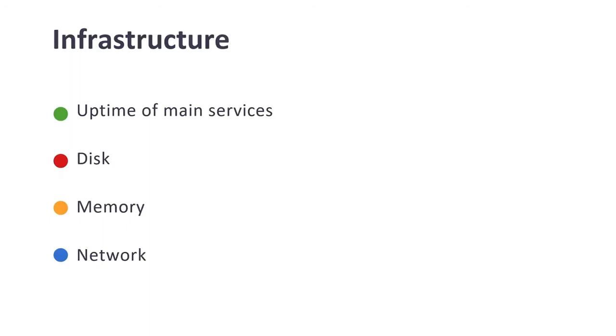Infrastructure. Now, again, uptime of main services, disk, memory, network. When you think of infrastructure back in the old days, it was physical. You really were worried about running out of hard drive space when it was only 2 gigs, or even less than that, 256 or whatever. But these days, even if it's Docker and you're going through Kubernetes or using some cloud service like Amazon or Microsoft, you still have to monitor that.